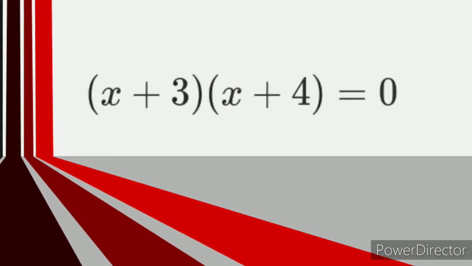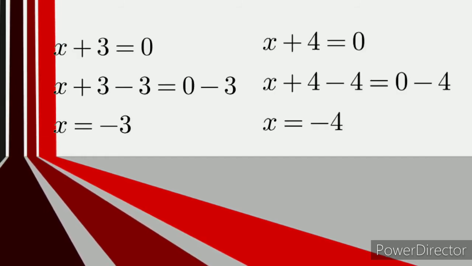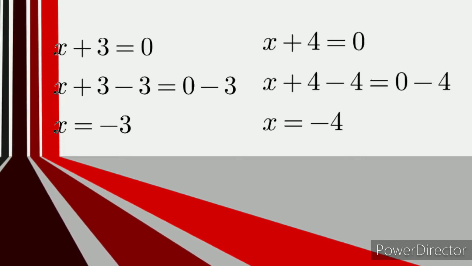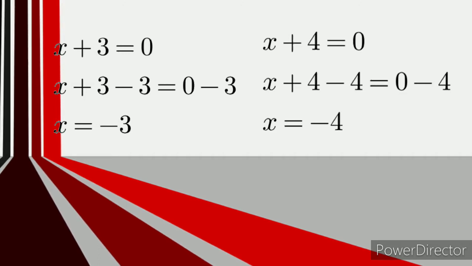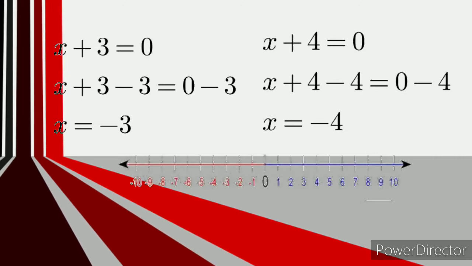So we have (x plus 3)(x plus 4) equals 0. Apply the zero product property by setting each factor of the quadratic expression equal to 0. Then solve each resulting equation. We have x plus 3 equals 0 and x plus 4 equals 0. Then plot the points that correspond to the roots of the equality on the number line.